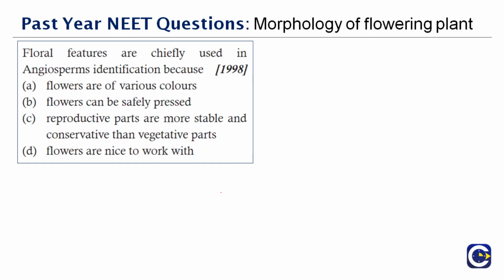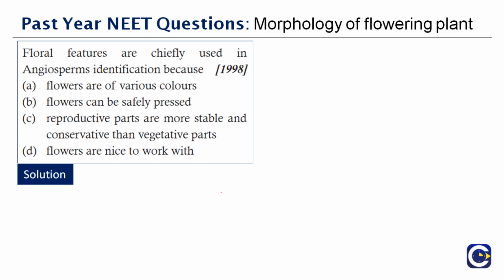Next question here. Floral features are chiefly used in angiosperms identification because dash. So you have to analyze the statements here. Flowers are not of various colors. No. Flowers can be safely pressed. Wrong. Reproductive parts are more stable and conservative than the vegetative parts. That is the right answer for this question.